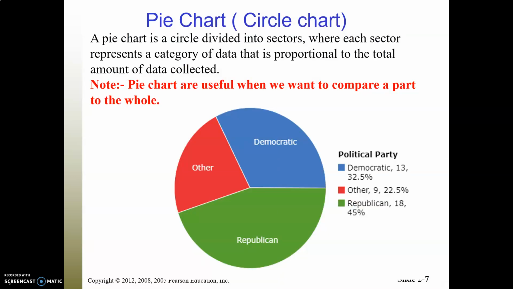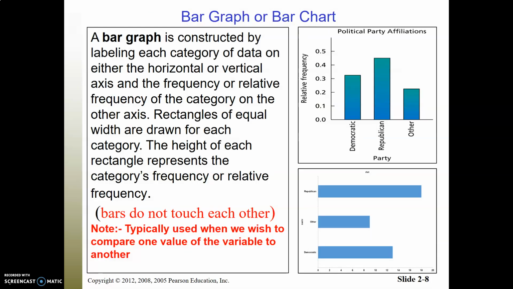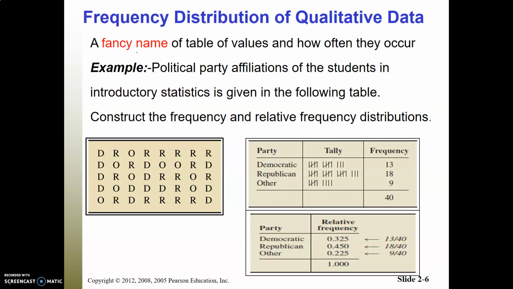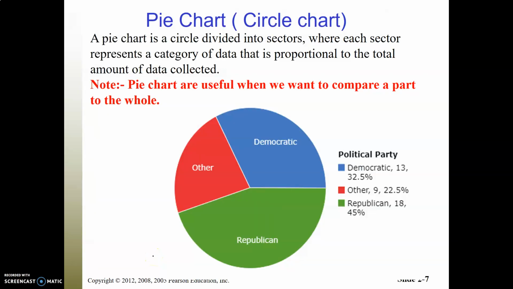Let's move further. Pie chart I will cover in a separate video. The bar graph I will cover in a separate video. I will put it in the canvas. And now let's talk about organizing quantitative data. Remember the data we talked about was qualitative data, right? These are the names of the political parties. Now we're talking about how to organize quantitative data.